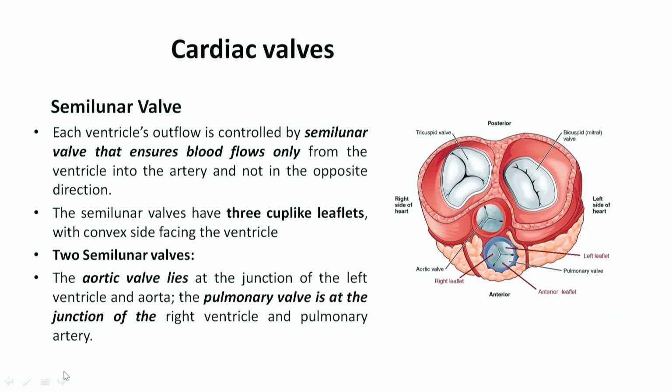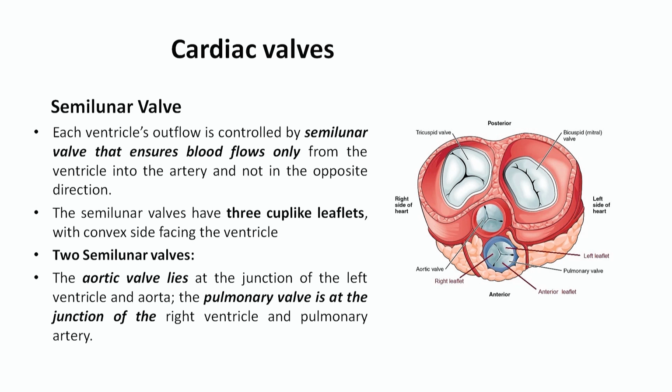The other cardiac valves we call semilunar valves. So 2 semilunar valves are there. Each ventricle's outflow is controlled by a semilunar valve that ensures the blood flows only from the ventricle into the artery and not in the opposite direction. So it prevents the backflow of blood going back to the heart.